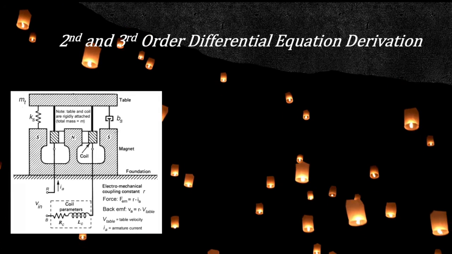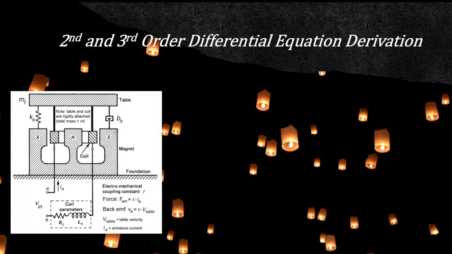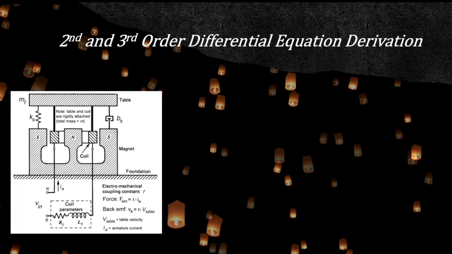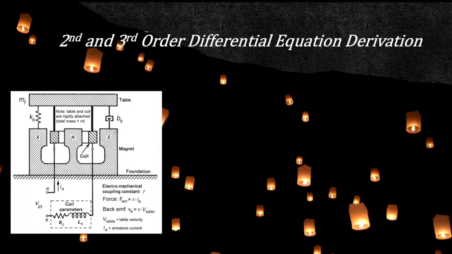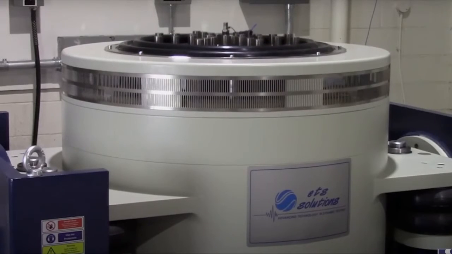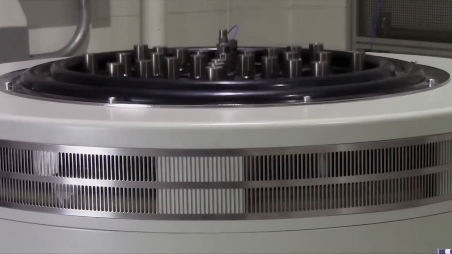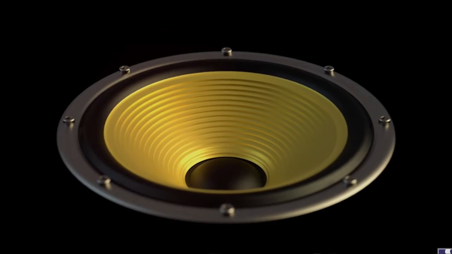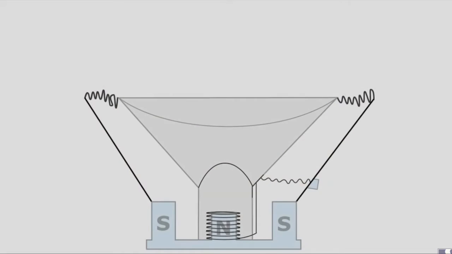The way this system works is you have a mass attached to a spring and damper, which are attached to a coil and a permanent magnet. The magnet induces current in the coil, which provides electrical energy to the mass spring damper system, and this is what allows the table to move and vibrate for the function of the electromechanical shaker.